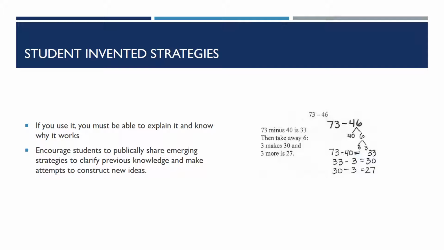So here's another student-invented strategy on the right. You can see how this student did. 73 minus 46, they separated the 40 and the 6. Kind of pushed the 6 aside for a moment. 73 minus 40 is 33. Now take the 6 and divide it into 2 steps, minus 3 and then minus 3. So 33 minus 3 is 30, and then 30 minus 3 is 27. That's a pretty ingenious way to solve that.